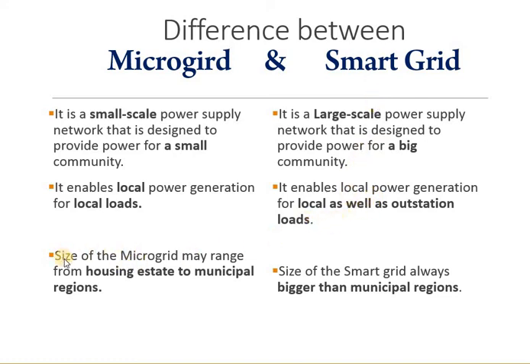Size of a microgrid may range from housing estate to municipal regions. Comparatively, it will be a very small region as compared to a smart grid. Size of a smart grid is always bigger than municipal regions. So municipal region will be the highest in a microgrid, whereas here the regions will be bigger than municipal regions.